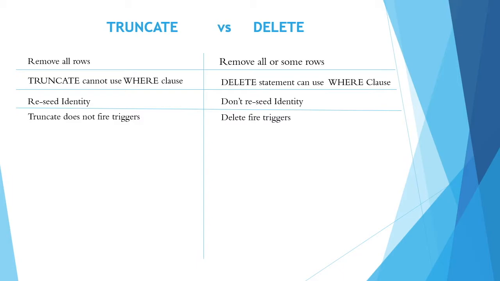But when we fire a truncate statement to remove the rows from the table, and suppose that table has a delete trigger implemented on it, then the trigger does not fire. If we remove the rows using the delete statement, then the delete trigger executes and performs its activity. We will see this in the example.